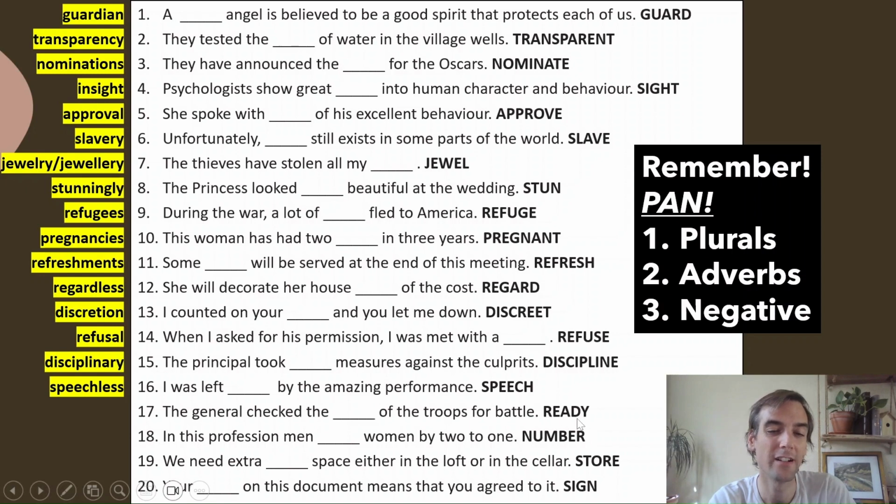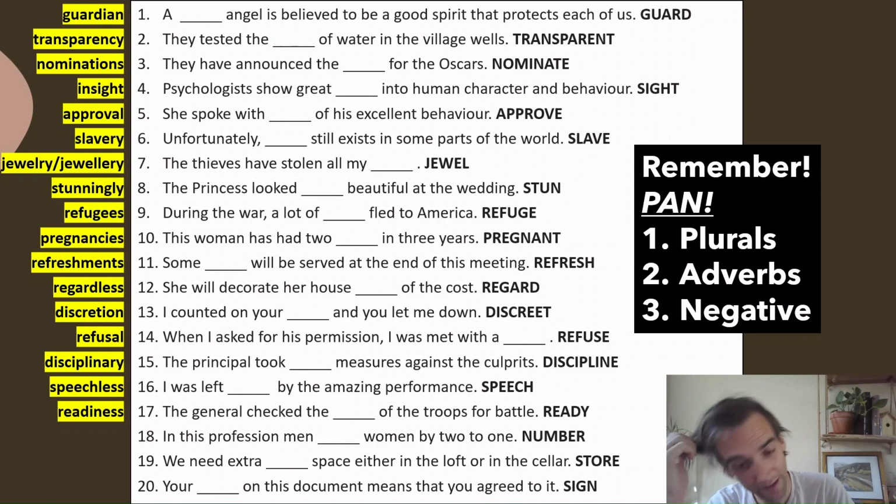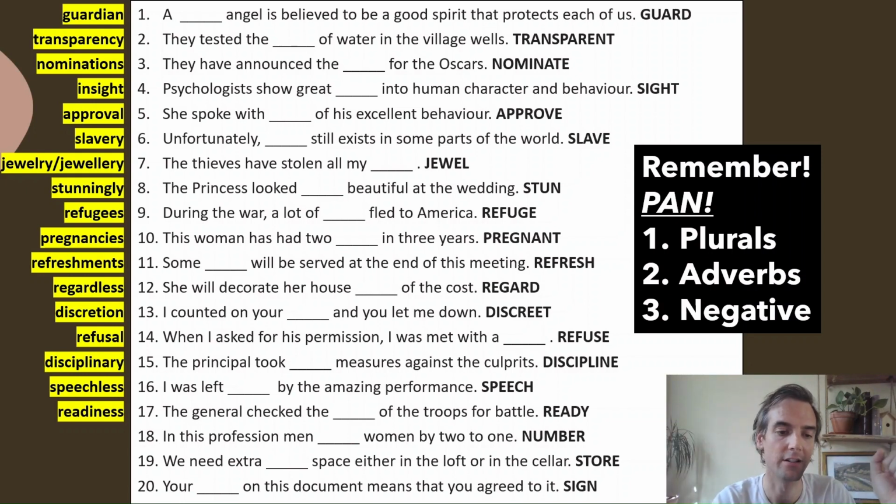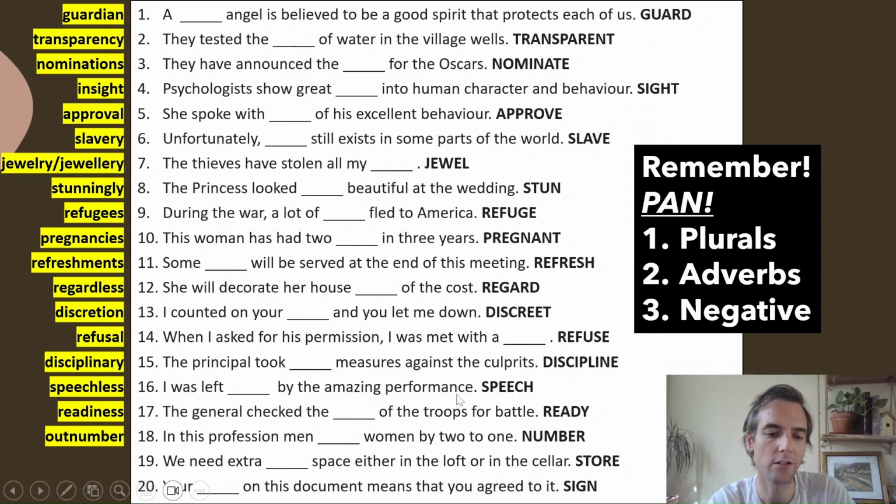Number 17, very common word, but how do you make a noun of it? Readiness, battle readiness, you sometimes talk about. Number 18, a very good irregular one. When we're talking about more numbers, it is to outnumber somebody. Also a very good old sitcom on the BBC, Outnumbered, about a family and their kids. Number 19, the verb is store, the noun is storage. And number 20, this one's easy, isn't it? Sign, signature. You've seen this a lot, surely, when you are signing documents for your important business contracts.